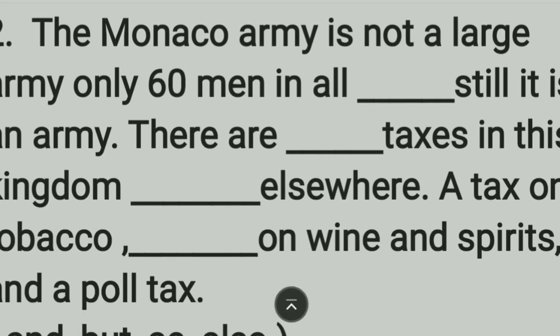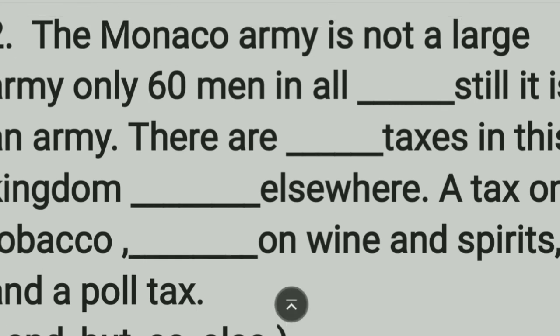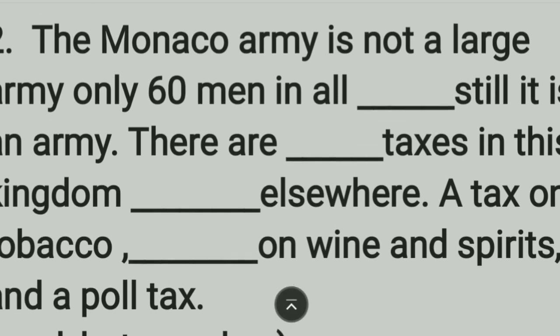Let's move on to the next paragraph. The Monaco army is not a large army, only 60 men in all. Still, it is an army. There are taxes in this kingdom elsewhere. A tax on tobacco, on wine and spirits, and a poll tax. So, the linkers: and, but, as, also. Let's answer this.